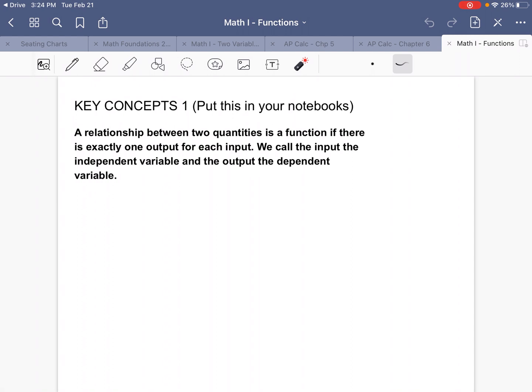Generally speaking, if you're dealing with time and some other quantity, like in class we were talking about time and the number of times the dog had barked, time is almost always the independent variable. It's very rare that you'll come across a situation where time is dependent on something else.